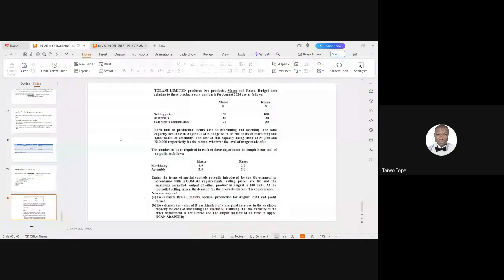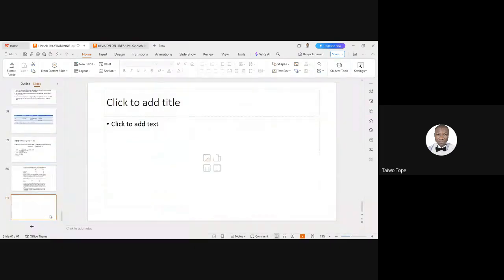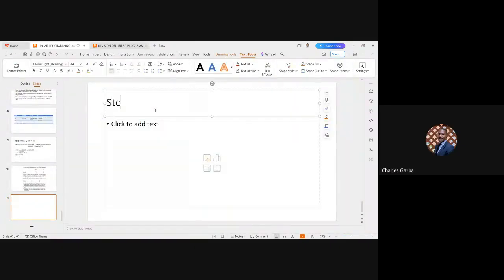The first step is to determine what now? Our objective function. And for us to determine our objective function, what are we going to do? We have to calculate the contribution. So for you to calculate the contribution, we'll have it in this way. Step 1. The contribution.